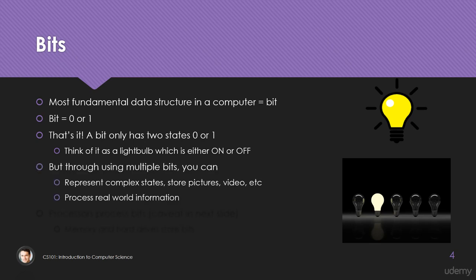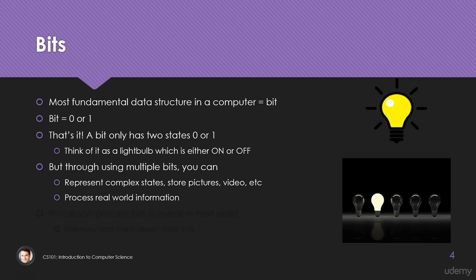So you might be wondering, what is the functionality of a bit? How do computers use bits? But actually, a bit by itself is not useful. It's a 0 or a 1. It's an on or off switch. But through multiple bits, you can represent complex states. You can store pictures, videos. All of these are stored in the computer in the form of bits.